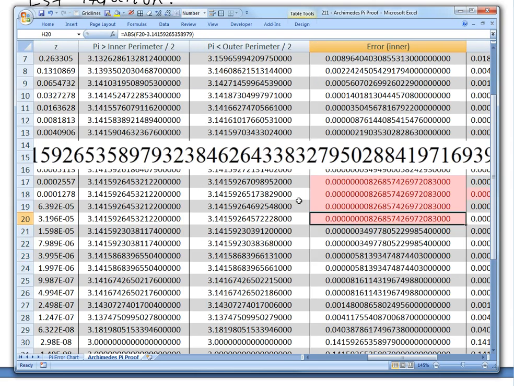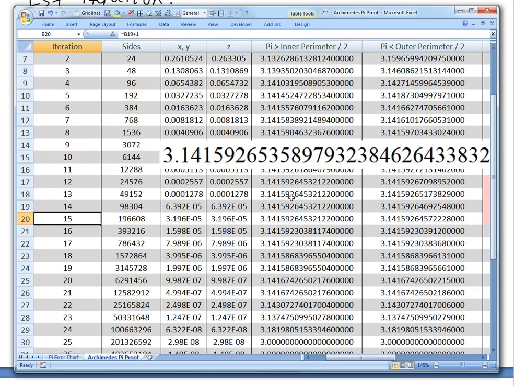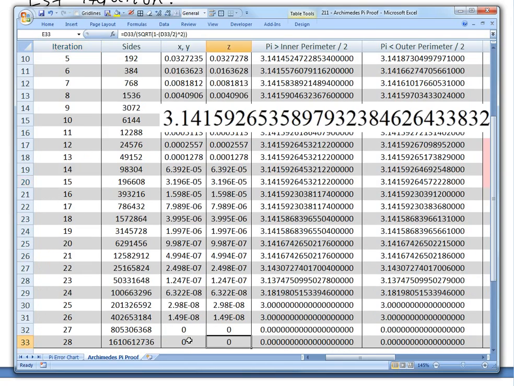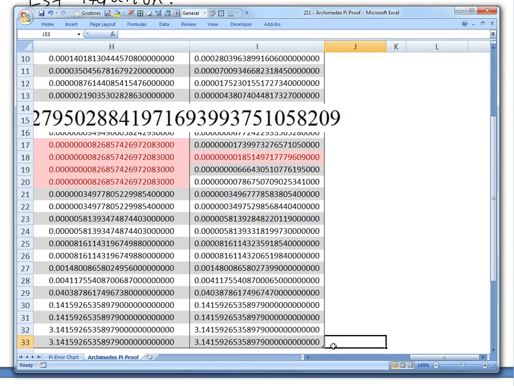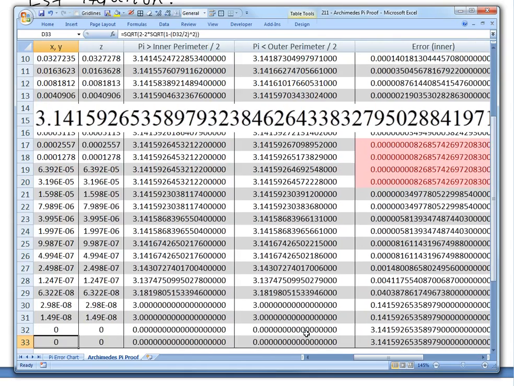So basically with this method using Excel, the most accurate we could get is about 13 iterations. Because once you go to 28, you just get 0, because these become 0 here. The side length just becomes 0, or approaches 0, so you're just going to have 0 everything, and the error is just going to be pi.